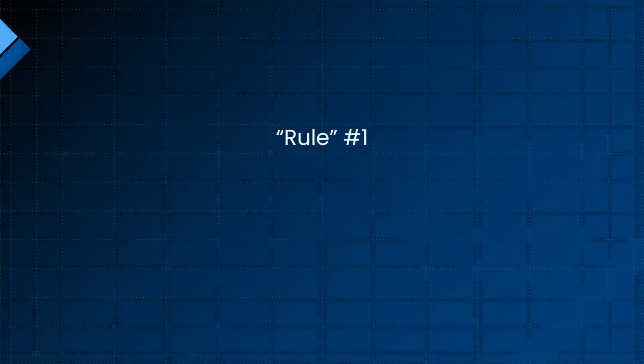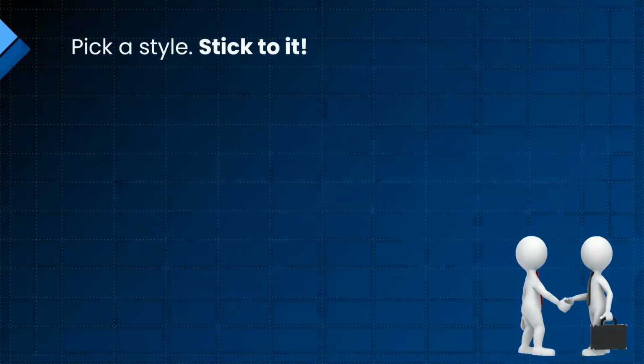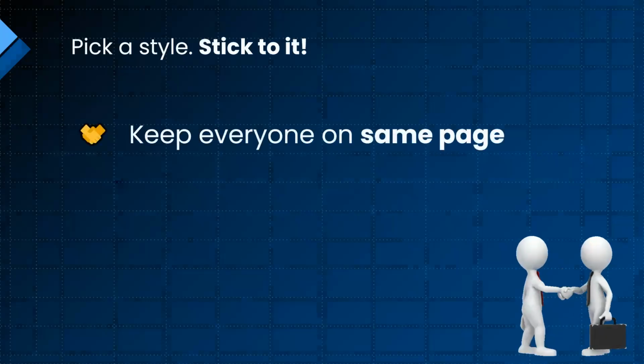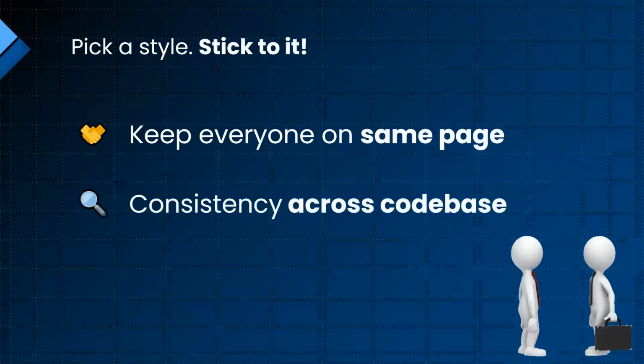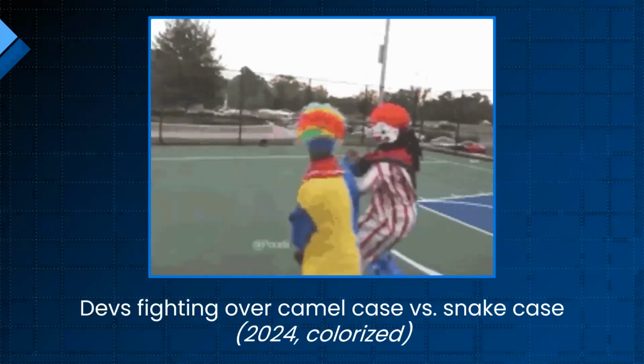All right, so now for the next rule, we've kind of gone over that sometimes a lot of readability stuff is just down to style and preference. What's really important is that you are consistent, right? So you should pick a style, and then once you've picked it, stick to it. It keeps everyone on the same page. It keeps everything consistent across your code base. And it also keeps expectations clear for people because once you have those guidelines in place, they're going to know what their code is expected to look like.